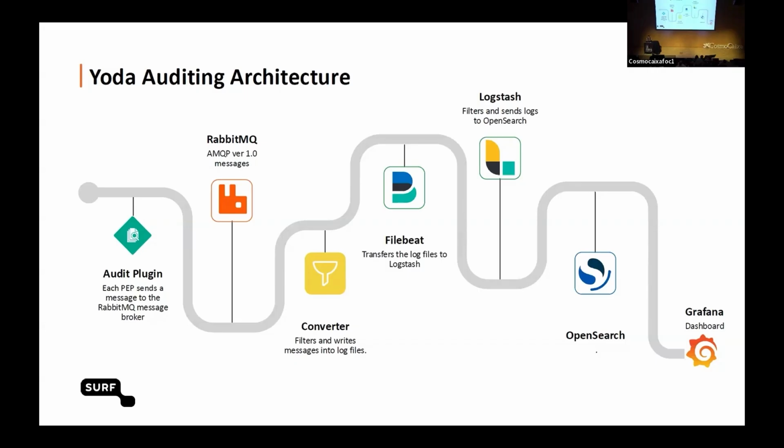Seemed very natural. Write it in the log. Filebeat is going to pick it up, send it to Logstash, then to OpenSearch. We have an OpenSearch, and then we are going to have a Grafana dashboard to show all the statistics in graphs.